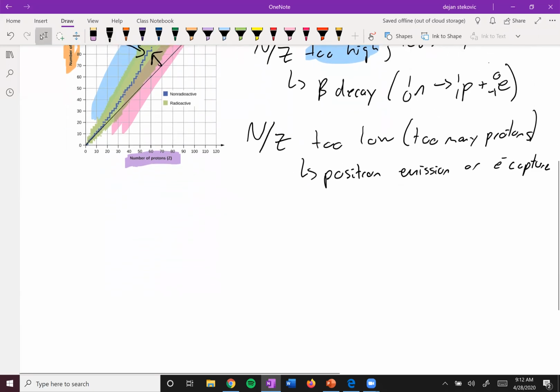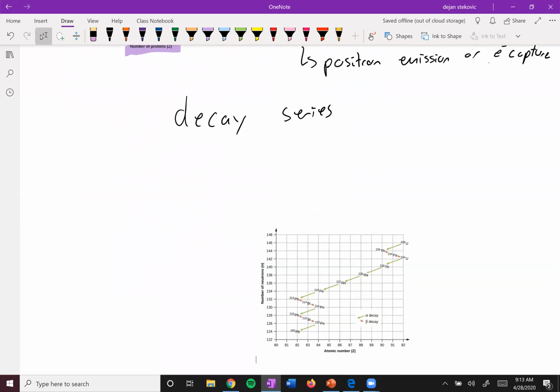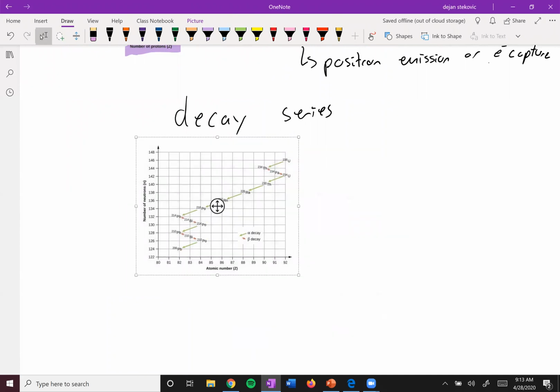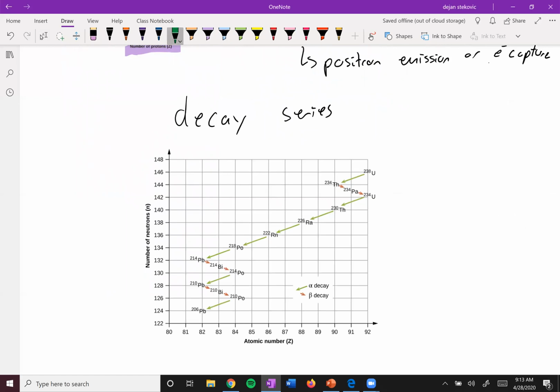And so generally when things decay, they don't just undergo one nuclear reaction. They undergo a series of nuclear reactions in order to get to something stable. So we won't touch on this too much, but here's just an example. On this, green is the alpha decay, and then red is beta decay, and you can tell it goes all the way from this unstable uranium-238 eventually down to stable lead.